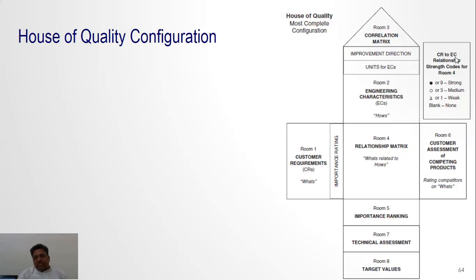Room 4, CR to EC, relationship strength codes for room 4. Room 5, importance rating. Room 6, customer assessment of competing products. And room 7, technical assessment. And room 8, target values.